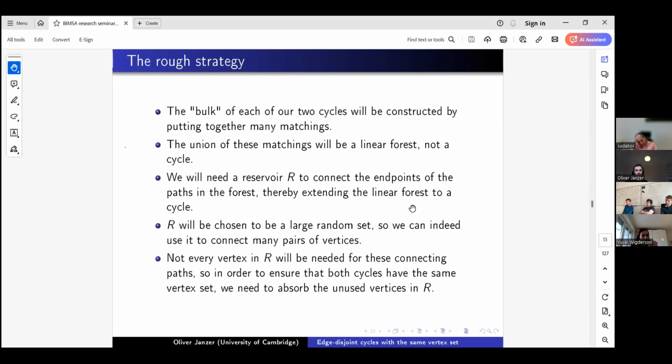But not every vertex in the reservoir will be needed in this procedure. Some vertices will not be used to connect paths. And that's a bit of a problem because at the end of the day, we need two cycles with the exact same vertex set. So the only natural way to ensure it is that both cycles will use the entirety of R. So we'll need to use the entirety of R in our vertex set, and therefore, we need some absorption. We need an absorber to absorb the unused vertices in R.